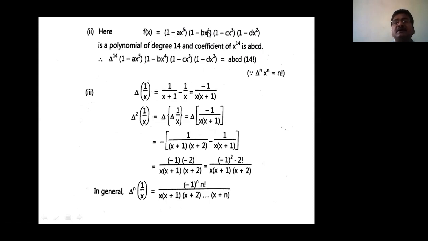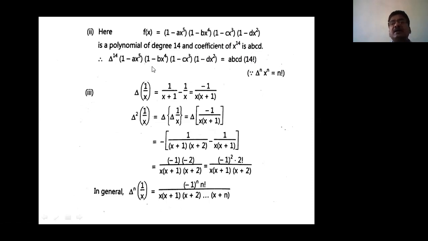The next term in this polynomial is some constant into x raised to 13, plus the next term is some constant into x raised to 12, and delta raised to 14 of x raised to 14 is 14 factorial. So if we apply delta raised to 14 on this multiplication of these four brackets, ABCD is the coefficient of x raised to 14. ABCD is a constant, so delta raised to 14 of ABCD into x raised to 14 is ABCD into delta raised to 14, and by this rule it is 14 factorial.